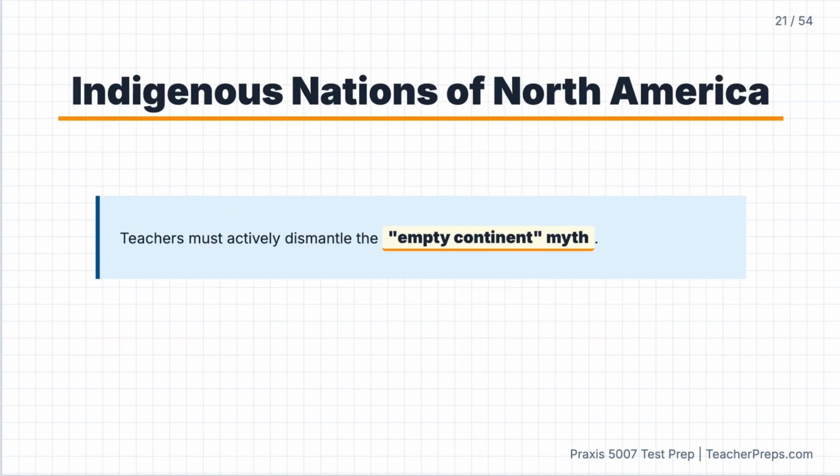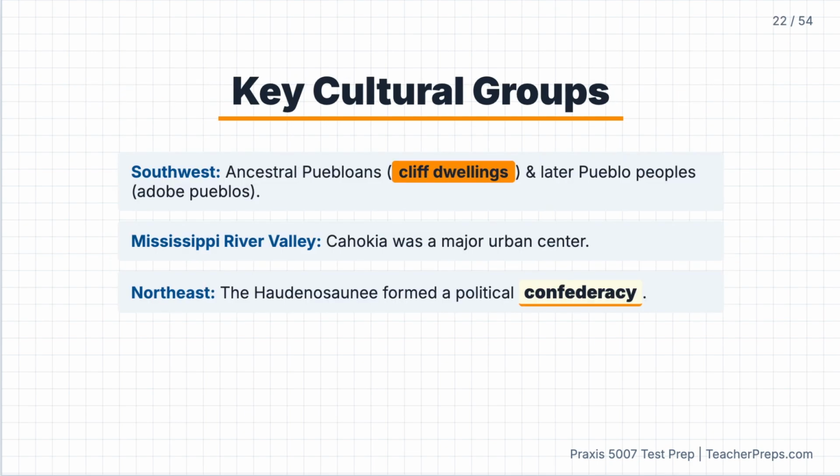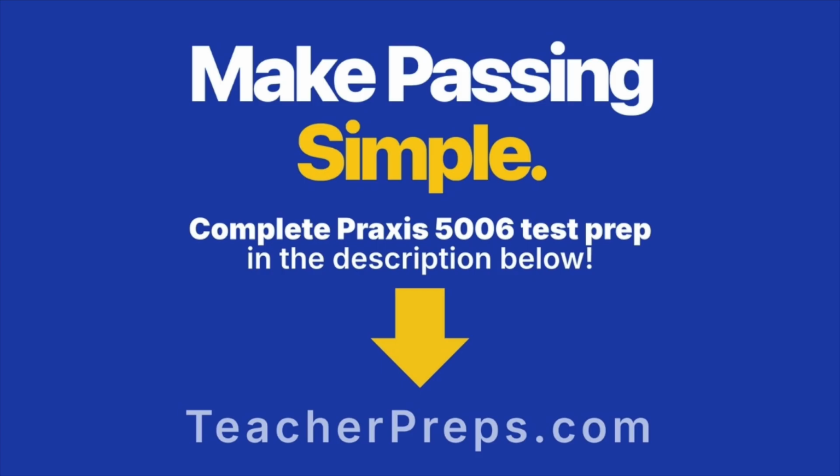Now, let's go ahead and talk about indigenous nations of North America. It's essential for your exam that we teach our young learners the information about what happened before 1492. The Americas were home to millions of people in diverse societies, actively shaping their environments. And in the Northeast, we have the different cultural groups. Read the 3 bullet points that you see. Take a screenshot. Make sure you take notes.